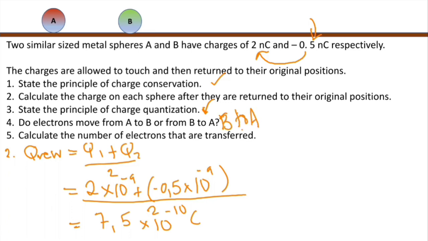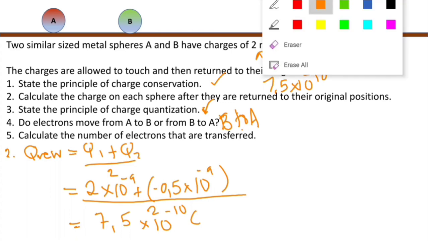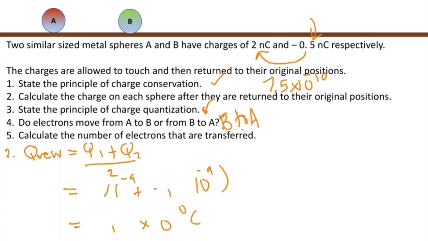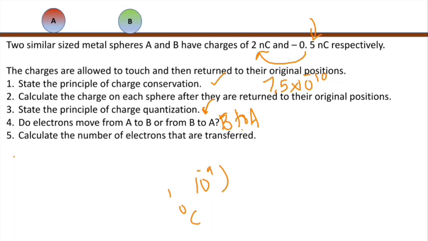And number 5 says calculate the number of electrons that are transferred. So we already know, from number 2, that the charge is 7,5 times 10 to the minus 10. We're going to need that value. To calculate the electrons that are transferred, let's start by calculating the charge transferred first.